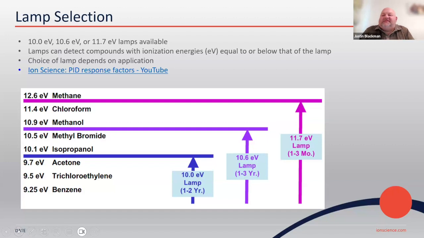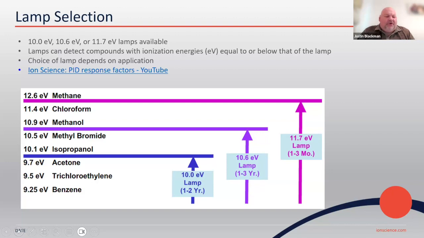So first off, let's consider lamps. I think most people will be aware that 10.6 eV, or electron volt, is the favorite and ships with most PID instruments. However, there are other lamps available in our PID detectors. And you'll see I'm showing here there is a 10.0 eV and an 11.7 eV.